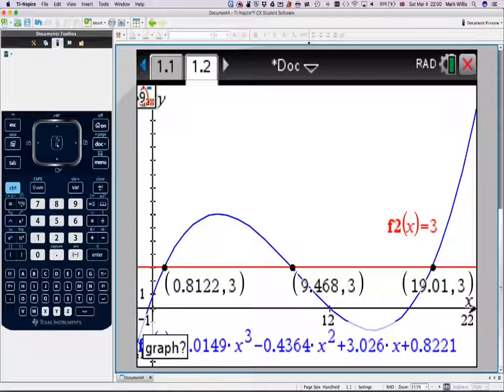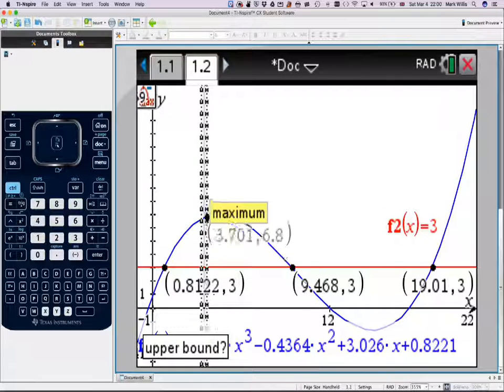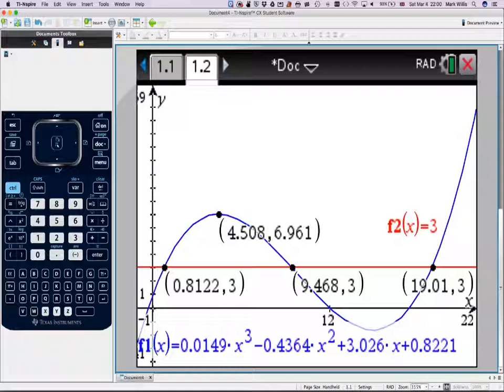Now it's going to ask me which curve, because I've got 2 graphs on the calculator at the moment. So just slide onto the blue one and select the blue one, and then go to the left of it and to the right of it, and we're going to get t is equal to 4.51. The maximum velocity is going to be 6.96.